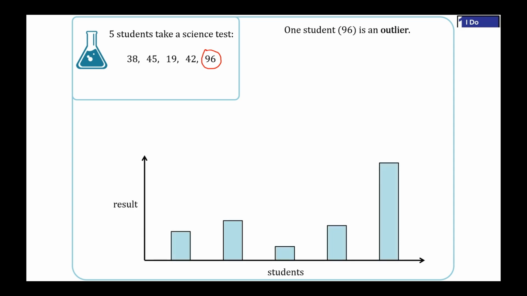And here's a graph of their results. So as you can see, the first student, 38%, then 45%, 19%, 42%, then finally 96%.